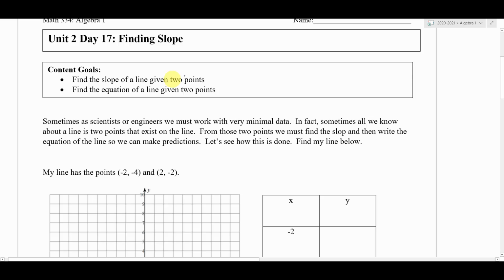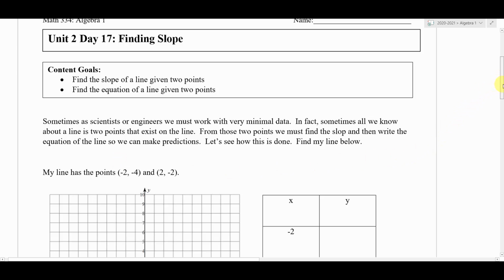that line. Okay. So sometimes as scientists or engineers, we have to work with very minimal data, right? We're not given a whole lot of information about the scenario. Sometimes all we know is just 2 points that exist on a particular line, and our job is to come up with the equation, a table, a graph, and actually put all the pieces together that we need so that we can make predictions and use that line to our advantage. All right, so we're going to see how this is done.